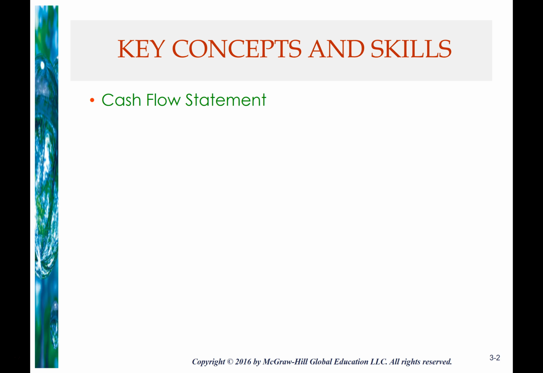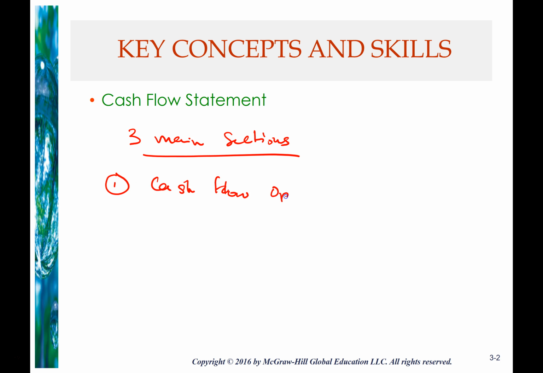Cash flow statement is a very simple statement. Like it says, it's a cash flow. It shows you the movement of your cash throughout the cycle of your business. All right. And this statement has three main sections. Section one is your cash flow from operation. Cash flow from operation is simply the cash flow that you receive during the normal course of your business.